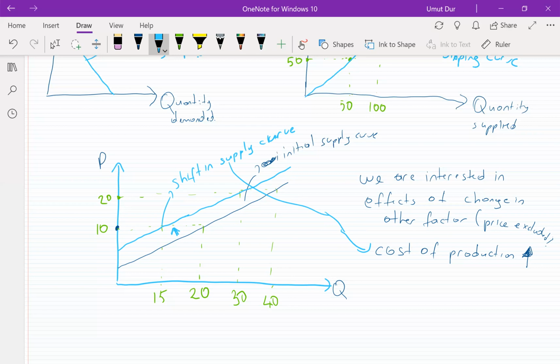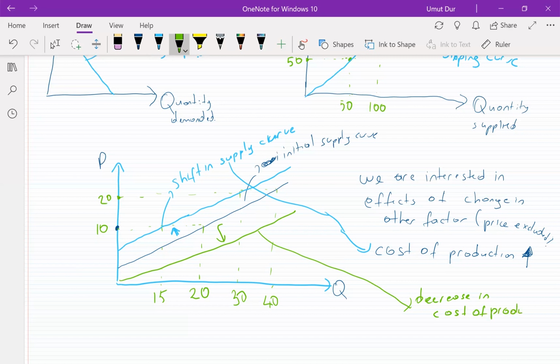Okay, if we have a decrease in the cost of production, then we may have a downward shift here. So basically this is a decrease in the cost of production.